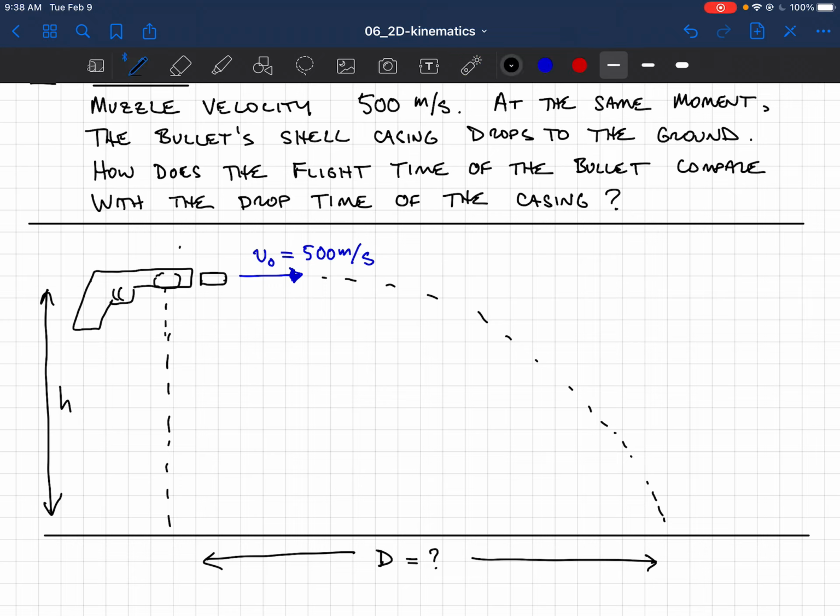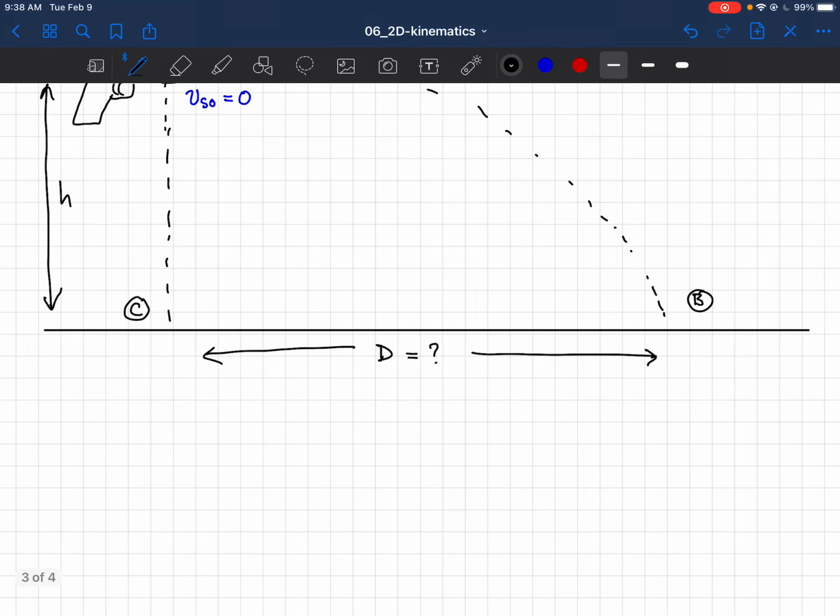So we could say, well, they're both at position A initially, and maybe I should call this V bullet initial, and V shell initial is equal to 0. And then the bullet will reach point B, and the shell casing will reach point C here. So I want to look at the amount of time it takes for each of those objects to reach the ground, which is a different position, but it's the same vertical distance downward. Okay, so let's look at the bullet first.